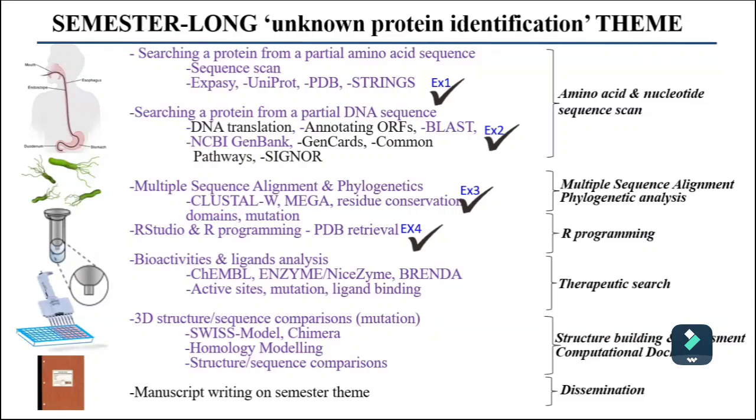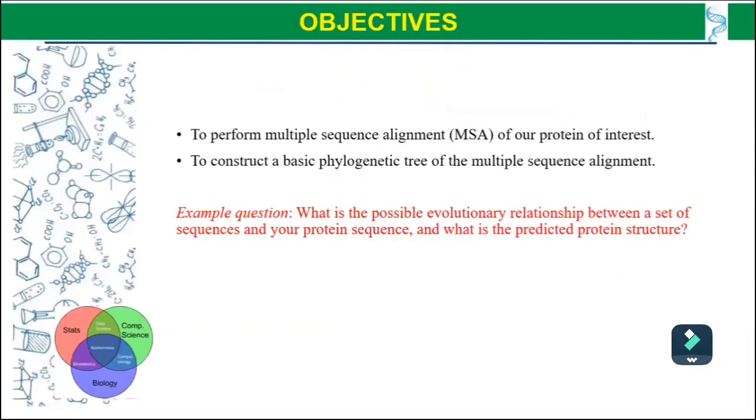In the second exercise, we searched all these databases I mentioned here, or some of them, and we learned different aspects about oligonucleotides and how oligonucleotides can also be used to identify the protein that they specify. Today we'll be doing two exercises. The first one is multiple sequence alignment and phylogenetic analysis. The second is RStudio and R programming. I'll teach you what R programming is very briefly, not in too much detail, and I will show you some of the commands that you can write in RStudio to get information about your protein of interest.